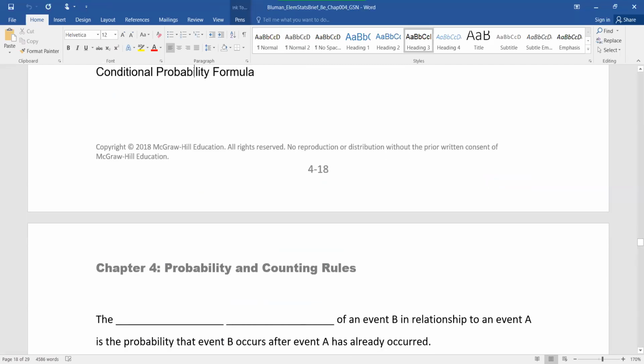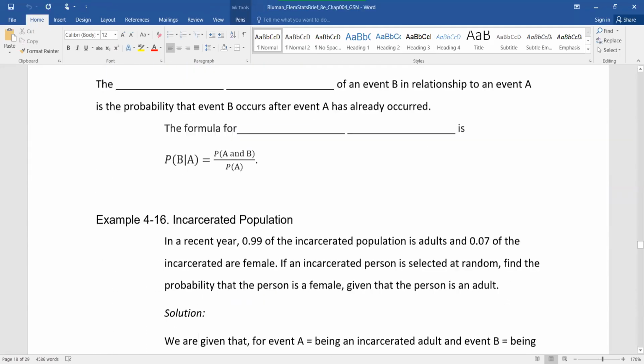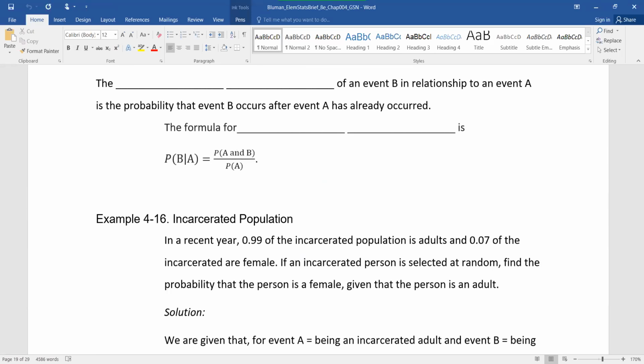All right, the next part is we're going to talk about how to find conditional probability of an event. So here we go. What do you think this first blank is going to be? Unconditional? No, it's going to be conditional. So the conditional probability of an event B in relationship to event A is the probability that event B occurs after the event A has already occurred, which we've already talked about.